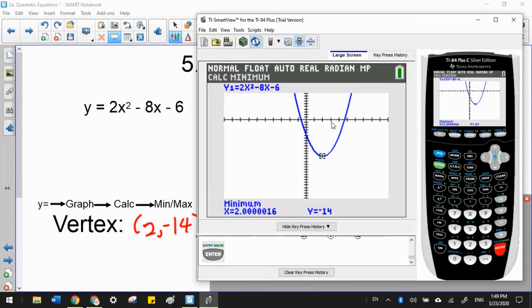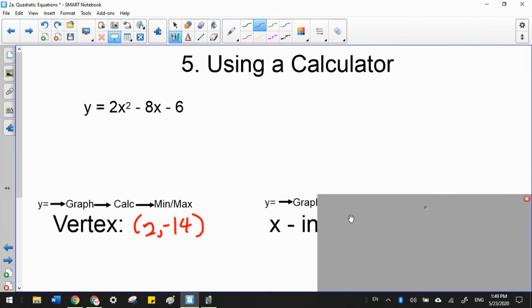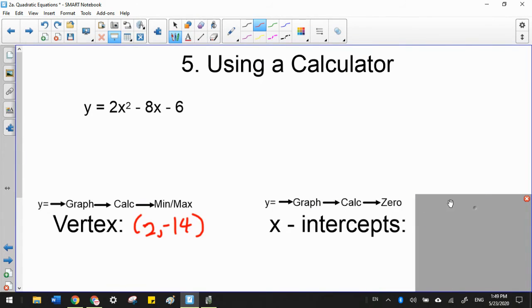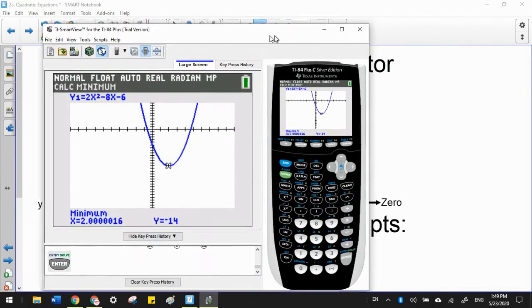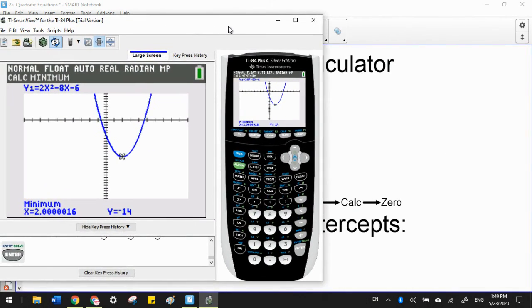And this is an upward facing parabola, so I looked for a minimum, and likewise, if it's a downward facing parabola, I would be looking for a maximum. Now that we've gotten the vertex, let's find the next thing that's relatively pertinent, which is the x-intercepts. I mean, the y-intercept. I can just look at this and say negative 6, we're done. The x-intercepts are a slightly different way of doing it, but we still do it through the calculator.